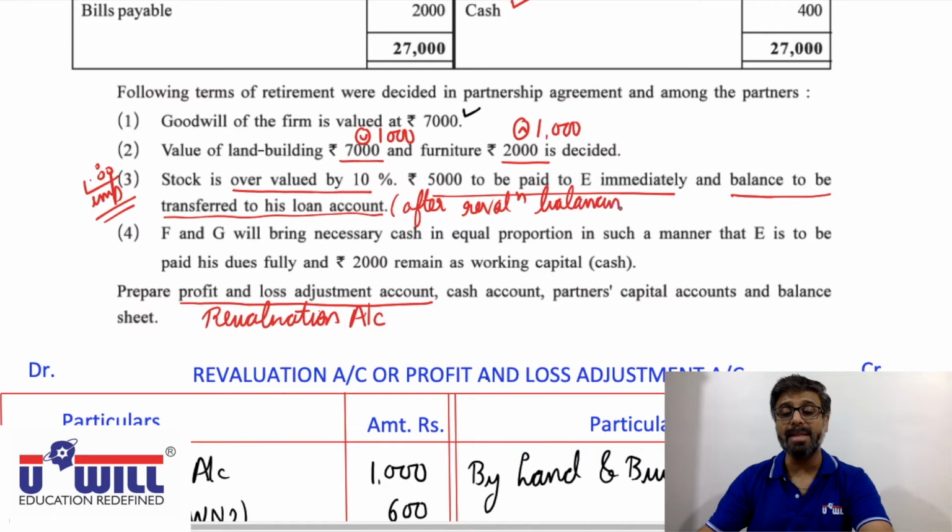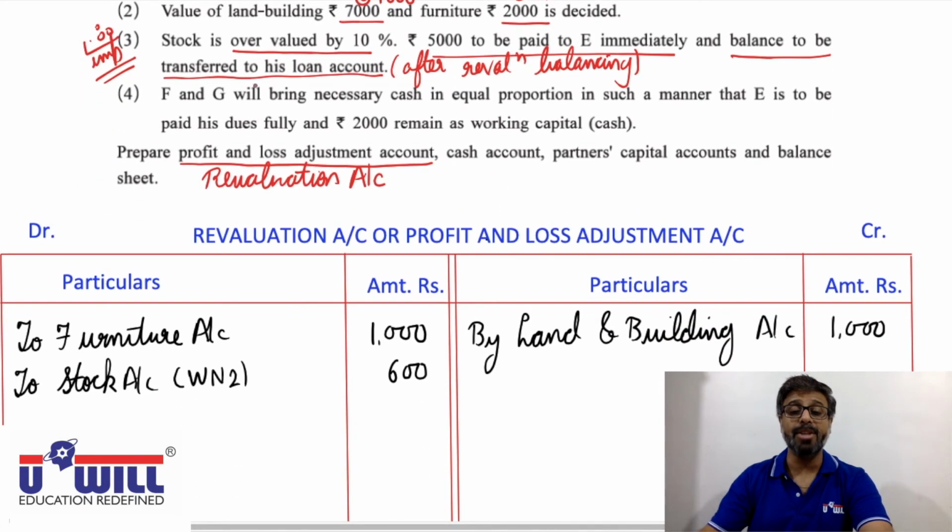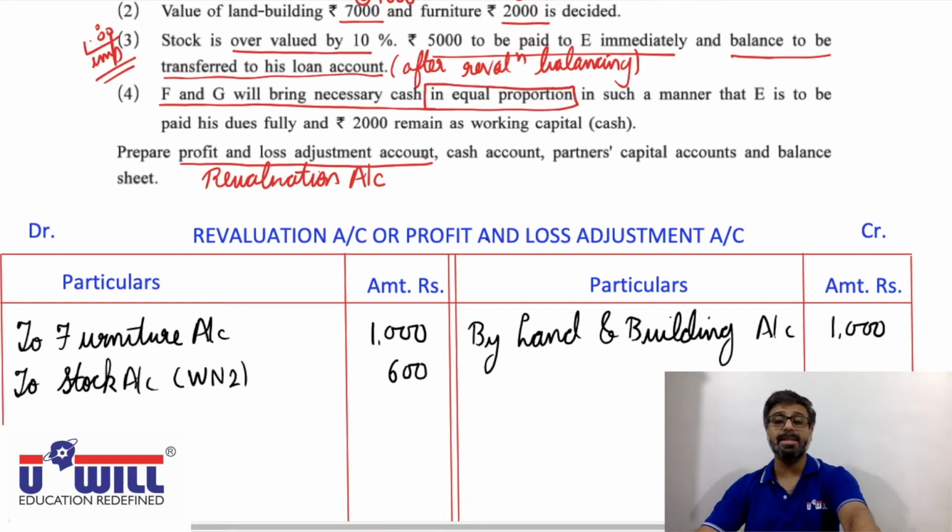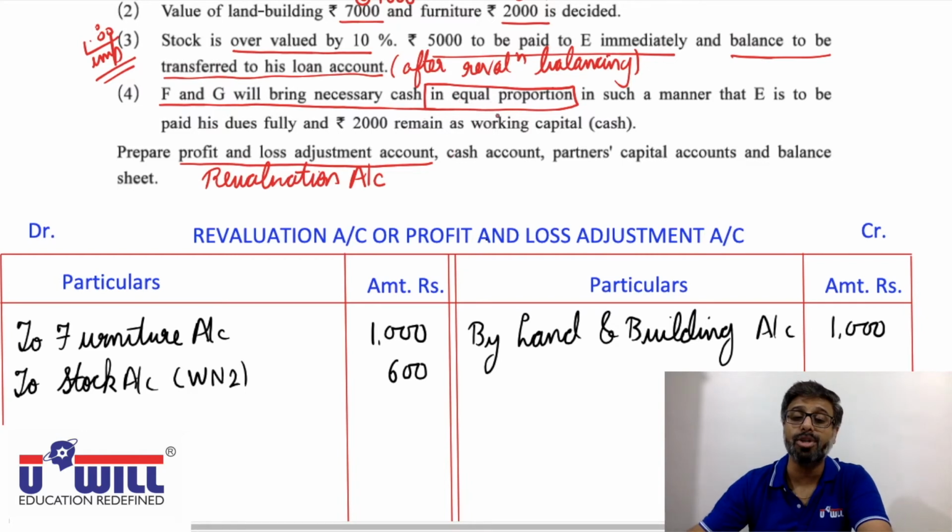Okay, whatever balance remains in E's column will transfer it to loan. Now F and G will bring necessary cash in equal proportion. Okay, F and G will bring necessary cash in equal proportion, means 1:1 ratio, in such a manner that E is to be paid his dues fully.